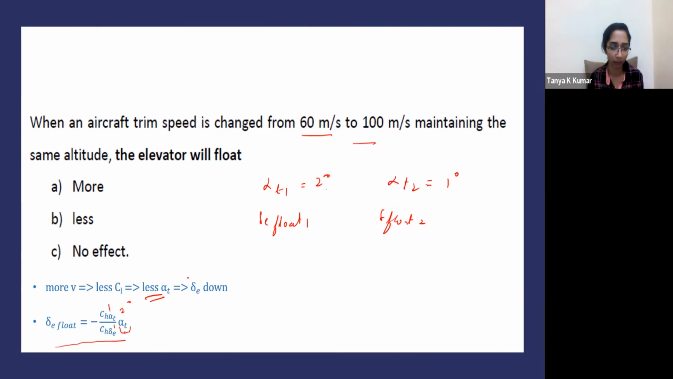Imagine these both as 1. So your delta E float would be minus 2. And here this would be minus 1, right? The magnitude would be lesser. That is true. So you deflect your elevator, it floats less. So the elevator deflection would be less when your aircraft is trimmed at a higher velocity. Okay, she's right. Less.